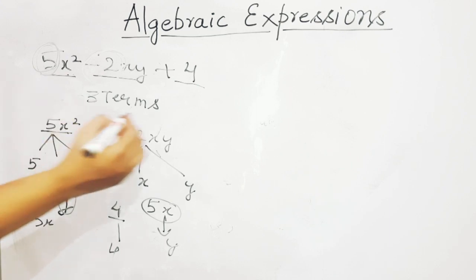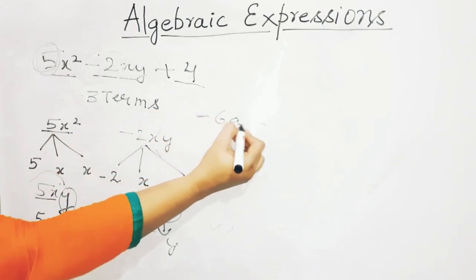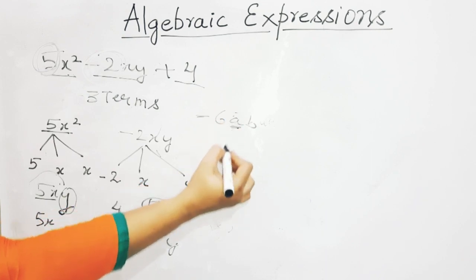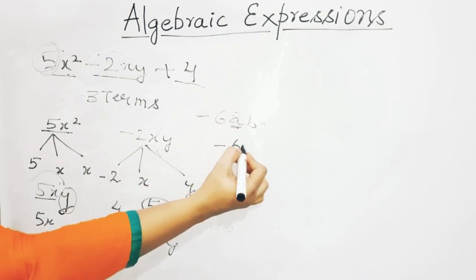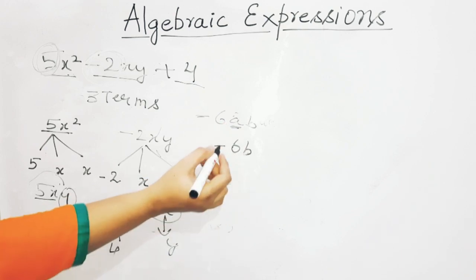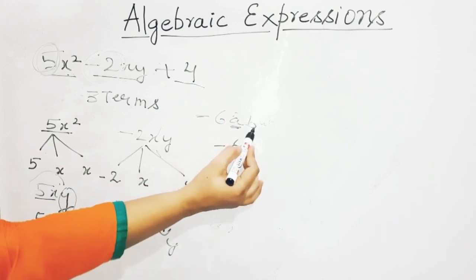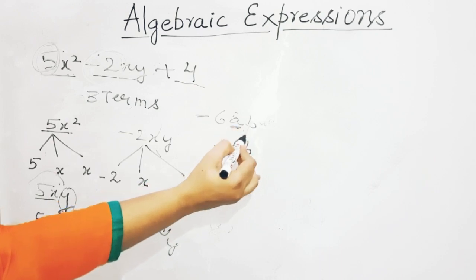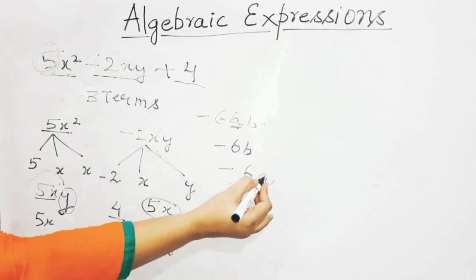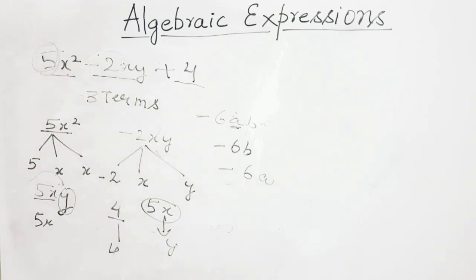Now you write a term, like you wrote minus 6ab. Now if you have to tell the coefficient of a, then remove a and write the rest of the term: minus 6b. The coefficient of a is minus 6b. If I want to know about the coefficient of b, then remove b. The coefficient of b is minus 6a. Right students? So this is how we obtain the coefficients.